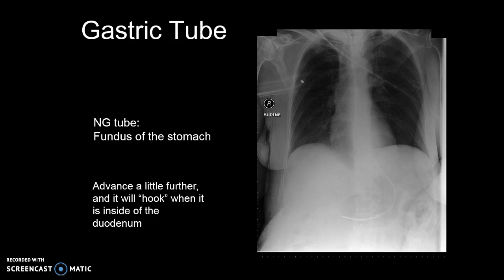Another common question nurse practitioners receive from bedside nurses is, can I use my Dobhoff tube? This shows the tip of the gastric tube is easily seen in the fundus of the stomach. This position is appropriate for meds or suction if needed.